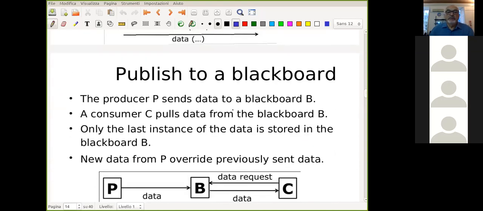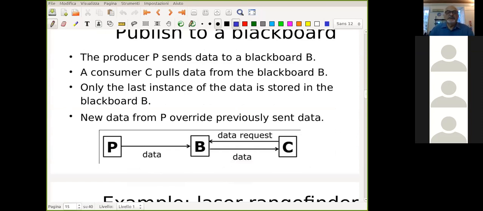Another point is publishing to a blackboard. It seems simple, but it is tricky, so it's not widely used.